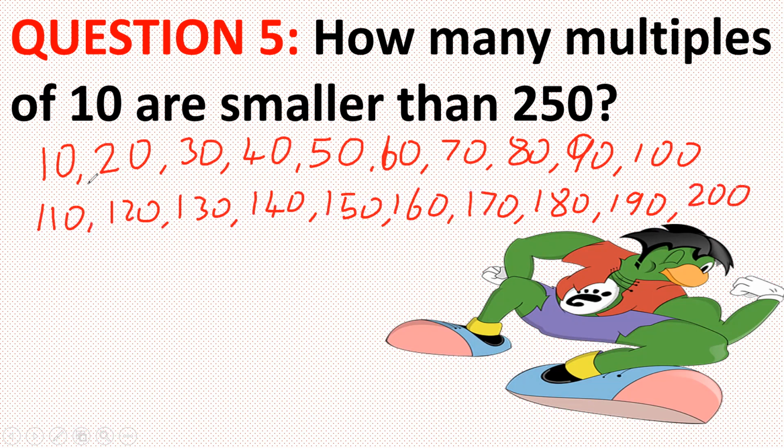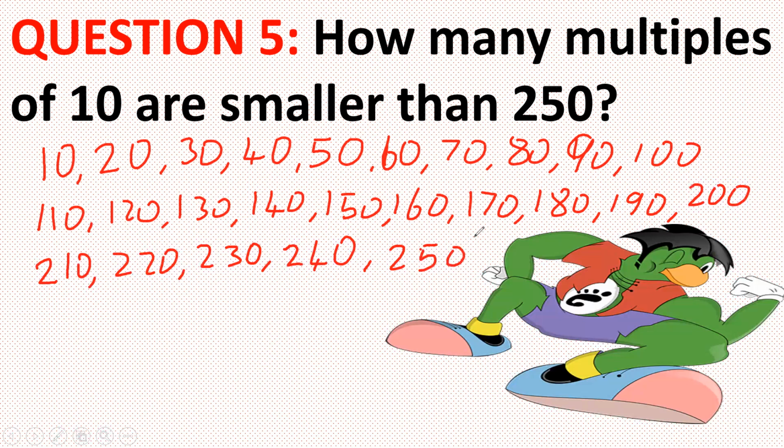As you see, how many numbers do we have now? When you count 10 here, another 10 this side, and then what is next? 210 and 220, 230, and what else do we have? 240 and 250, but 250 we are not writing. Why? Because they said smaller than that.